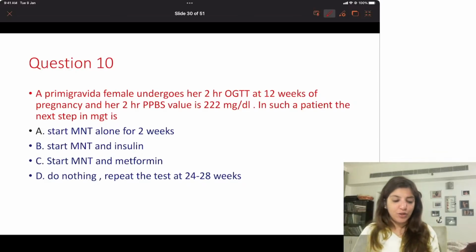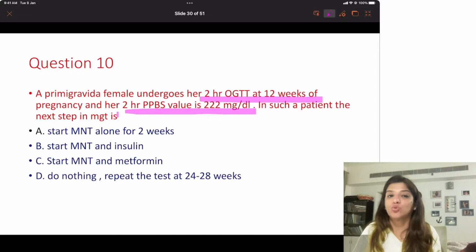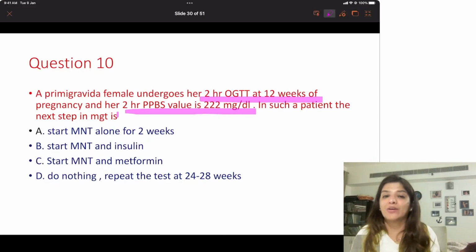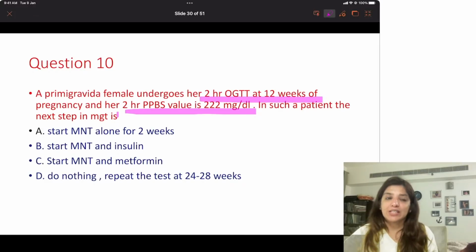Okay, coming to question number 10. A primigravida female undergoes 2-hour OGTT at 12 weeks of pregnancy and her 2-hour PP value is 222 milligrams per dL. In such a patient, the next step in management is. Now over here, the 2-hour OGTT test she is undergoing at 12 weeks of pregnancy and her 2-hour PP value is 222 milligrams per dL. So what is the next step in management?